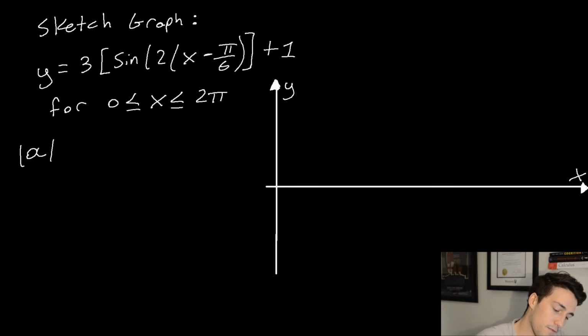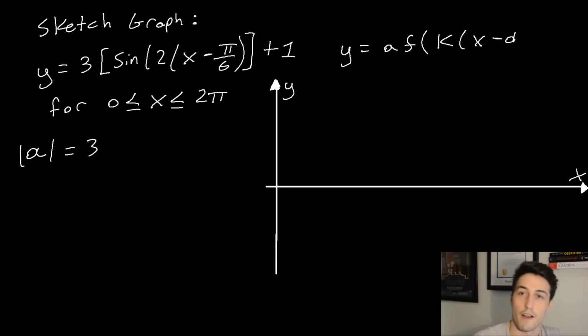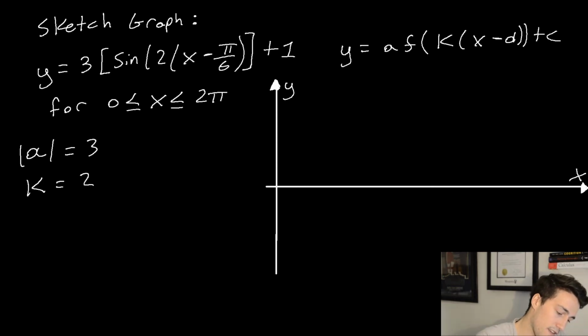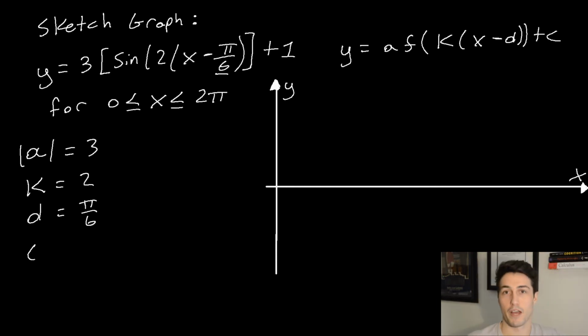So I'm looking at this part of the function where it's a f of k times (x minus d) plus c. I'm looking at all these variables and seeing what numbers they have to then know what they mean. So a, then we have k, well k is equal to 2 in this case. We have d, that's this pi over 6, so that's the phase shift. And then we have c, which is equal to 1.